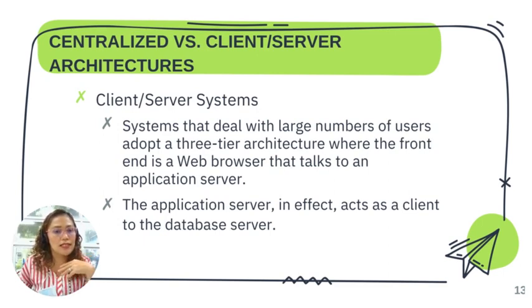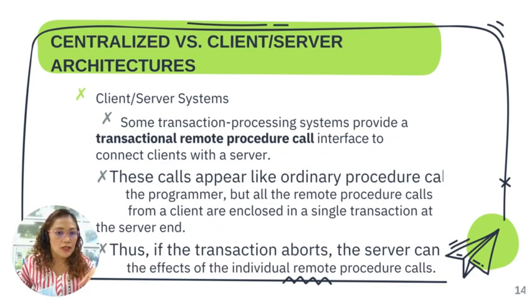So when you say client server systems, it deals with a large number of users that usually adopts three-tier architecture. So you have the first tier is your client, the second tier is your application server, and you have your database as the third tier. So let's try to check this one by one.